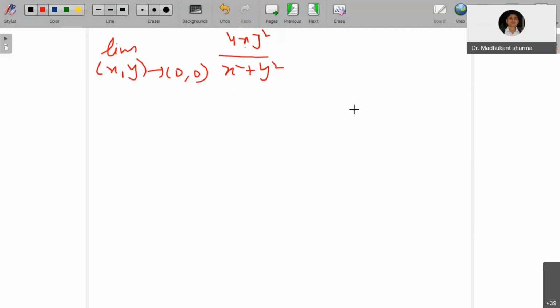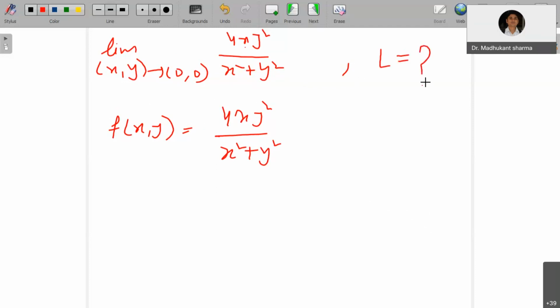Before applying the epsilon-delta definition, the suggestion here is that you look at the function closely. f of (x, y) is equal to 4xy square divided by x square plus y square. First you need to guess what L should be. You need to identify the L value, and only then can you start. So how do we identify this L value?